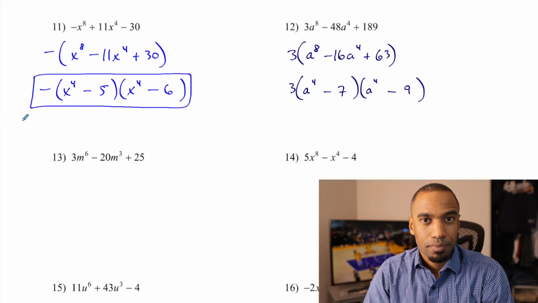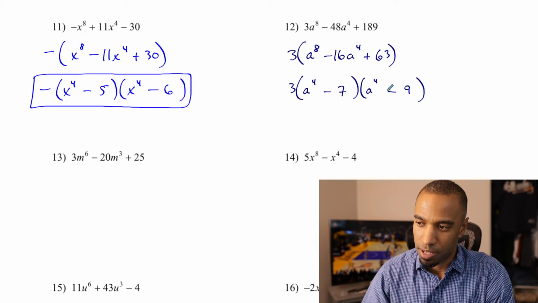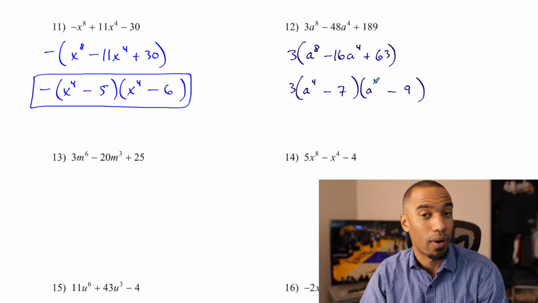We would be done. But I noticed this 9. It calls to me, and it's a binomial, a subtraction, if you will. It is a difference of two squares. We're squaring a squared here.